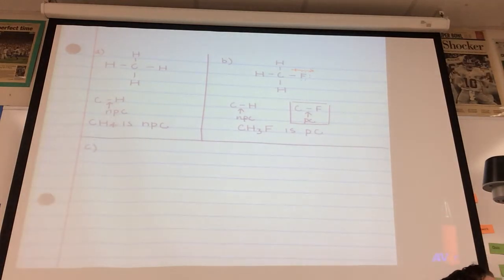C says, the presence of a single lone pair of electrons on the central atom results in a polar molecule. For example, ammonia.